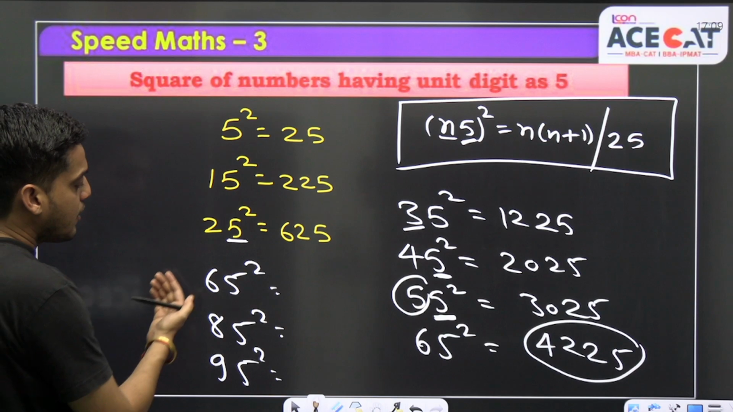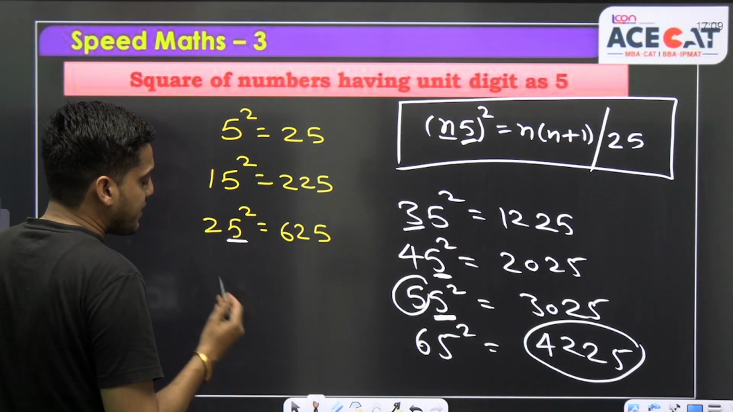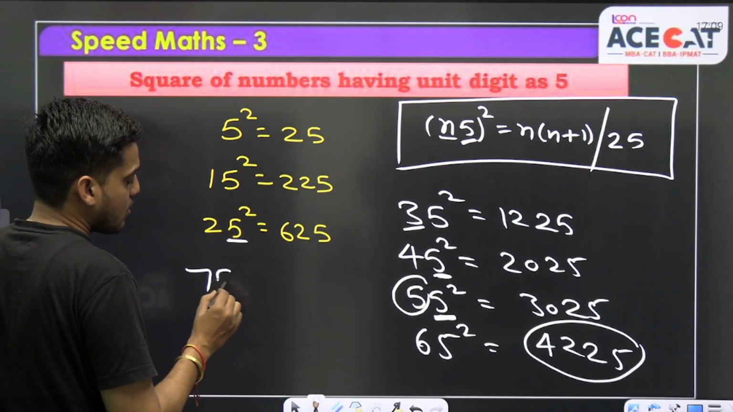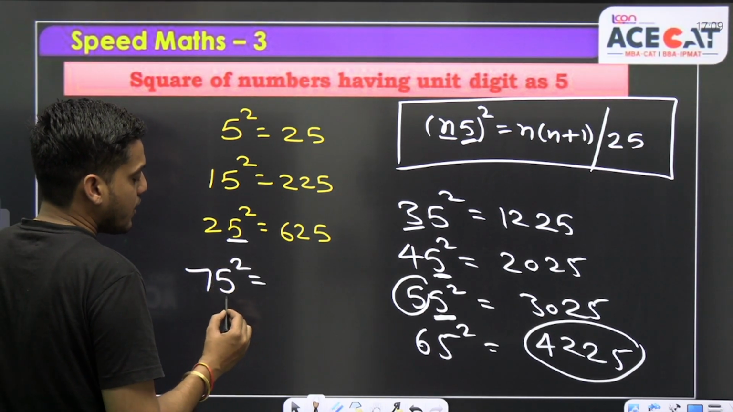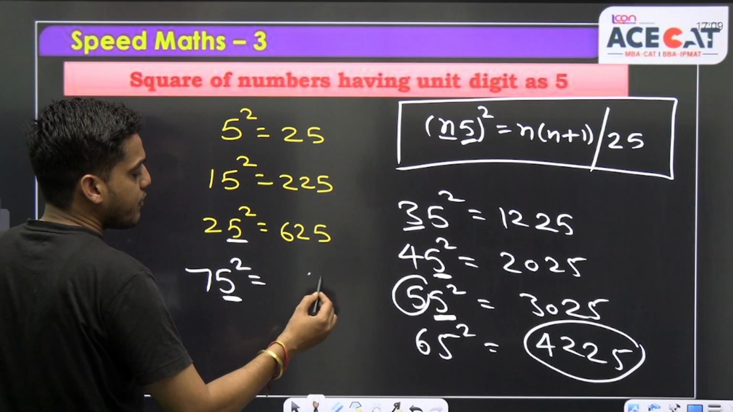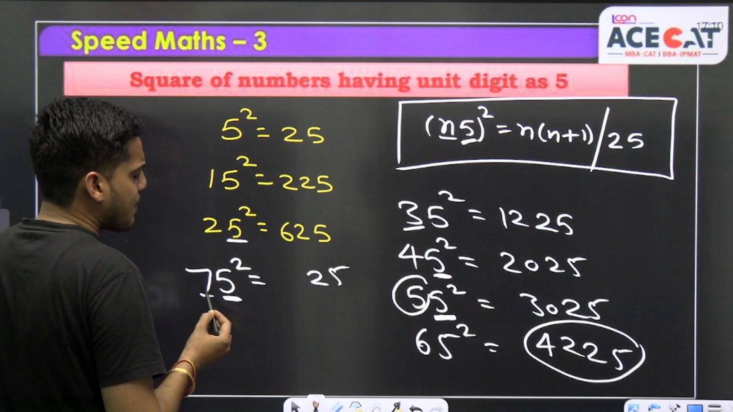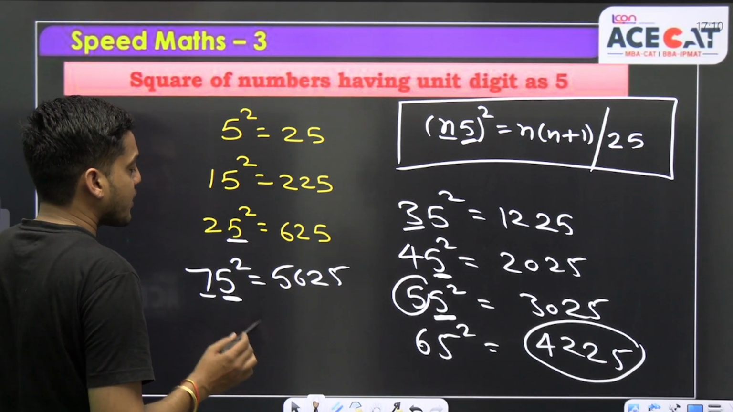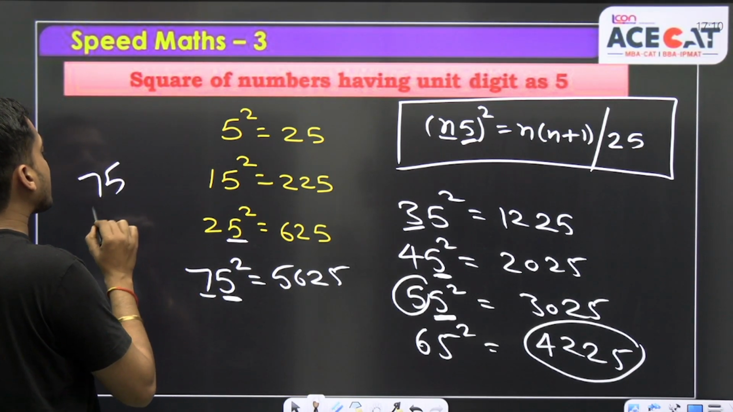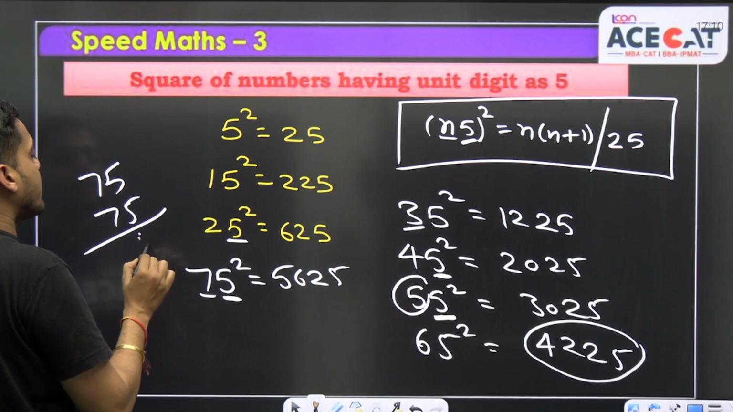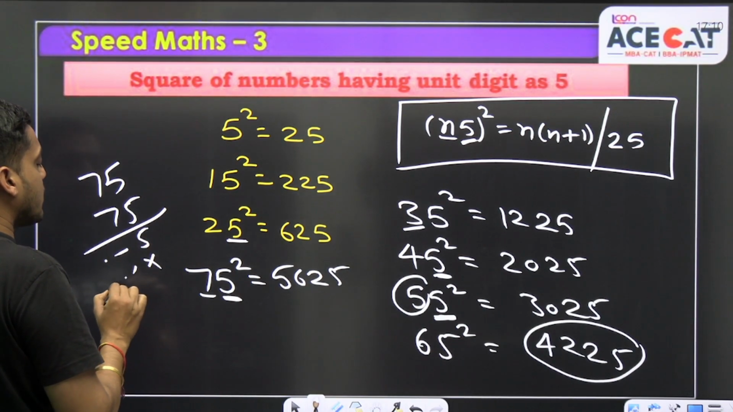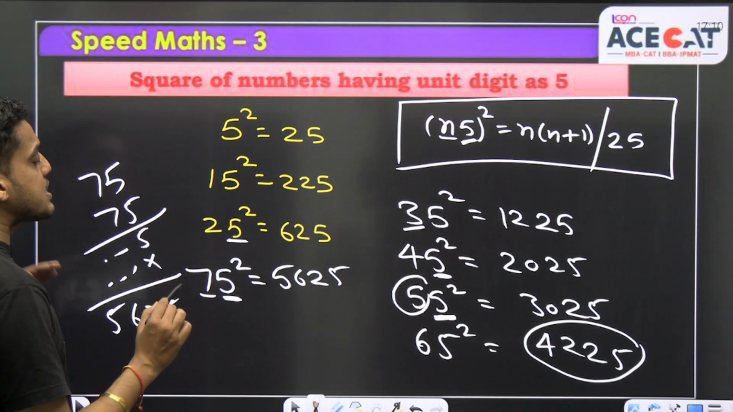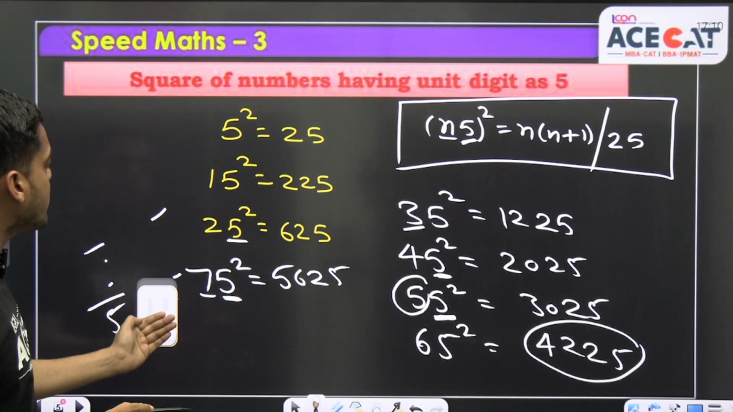Please let me know the square of 75. You will say in the end we have 5, so in the end we will have 25 for sure. Multiply 7 with the next number. 7 eights are 56. That is the square of 75. We will never waste our time like this now. 5 gives 25, then cross here, and then we will write 5625. We will never waste our time like this. We will always do it like this only.